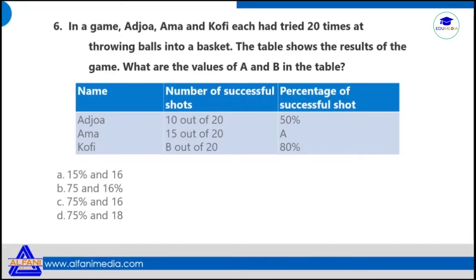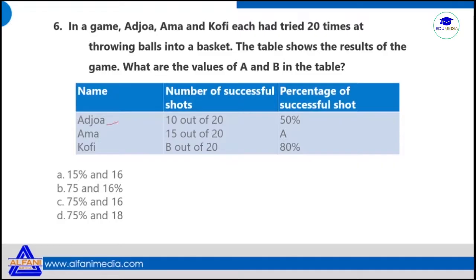Now the next question here is question number 6. In a game, Ajua, Ama, and Kofi each tried 20 times at throwing balls into a basket. The table shows the results of the game. What are the values of A and B in the table?